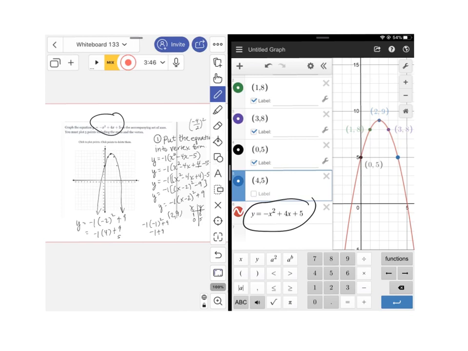So I want you to be going through the work, checking in on Desmos, and then putting it in. I'm only giving you a few questions because I just want you to take your time and do a good job on it.